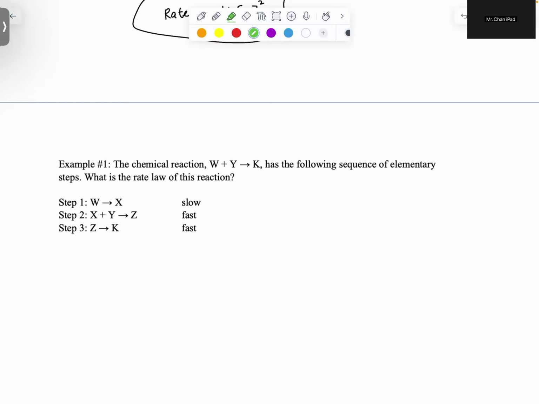Now, first, and for today only, I want you to have a very special attention on any step that is considered slow. Because this step, the slow step, is known as the rate determining step. Okay? For example, why is a slow step the rate determining step?